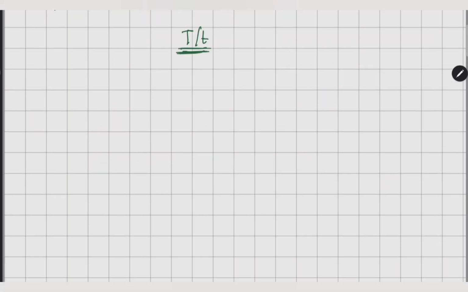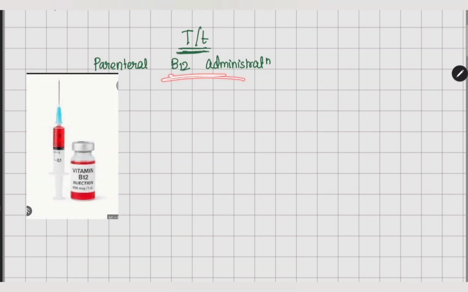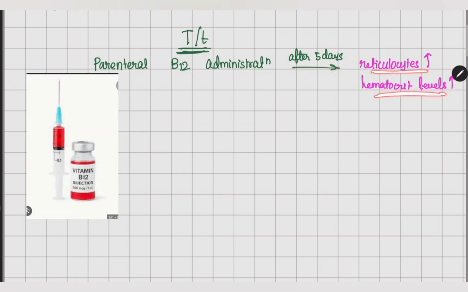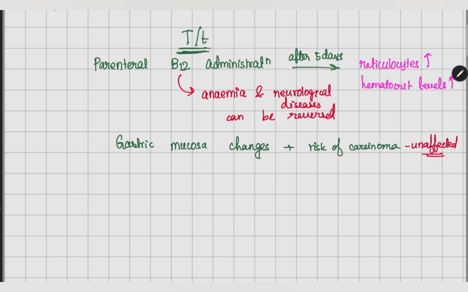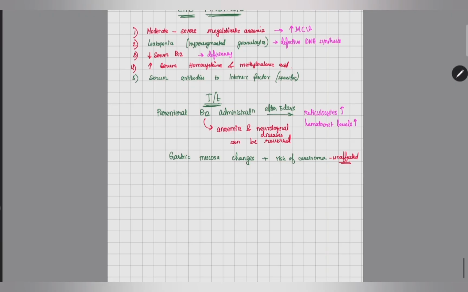Now, what's the treatment? Basically, the treatment is parenteral B12 administration, and after 5 days, we have to check if the reticulocyte count and the hematocrit levels have increased or not. So this B12 administration will be reversing the anemia and the neurological diseases. However, the gastric mucosa changes and the risk of carcinoma remains unaffected because it is caused by the autoimmune system. So that was all about B12 deficiency.